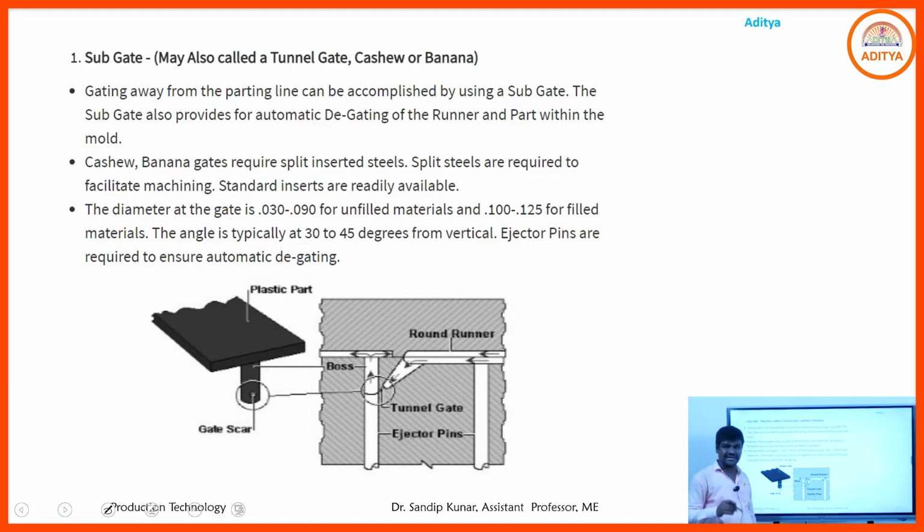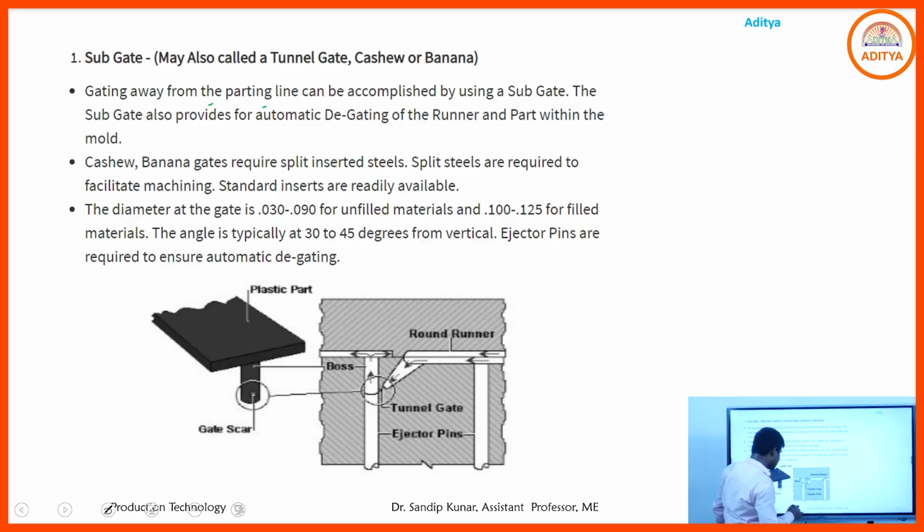Another is the shaft gate. The main gate we always take, and sometimes we provide some extra gates, meaning extra shaft gates, in that particular gating system. What happens now is that getting away from the parting line can be accomplished by the use of a shaft gate.